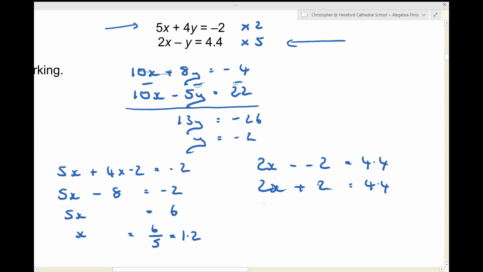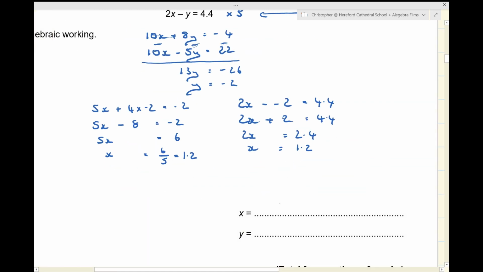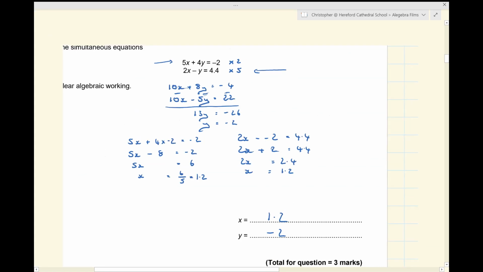Minus 2 from both sides. 2x equals 2.4. Divide by 2. x equals 1.2. Look at that, I've got the same answer for x. So I know my answer now is x equals 1.2 and y equals minus 2.